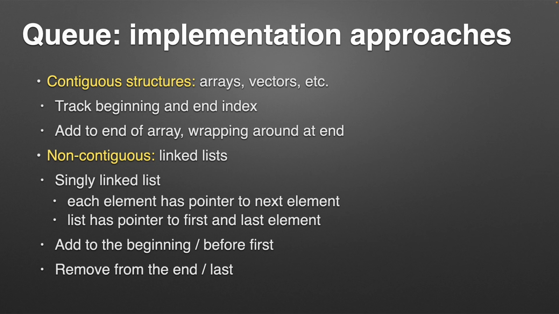If we're using a linked list structure, it's a little bit easier. So you just have each element with a pointer to the next element, and then the list itself has a pointer to the beginning and end of the queue that you've got. And so you can add to the beginning, and you can remove from the end of that structure.